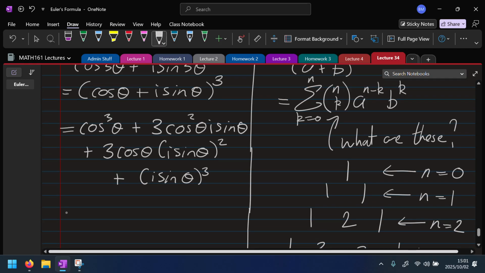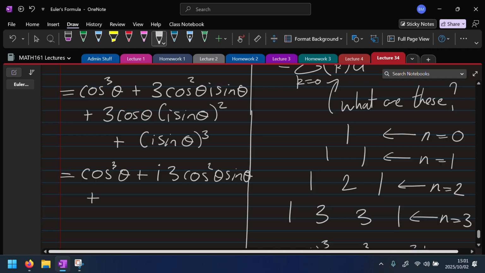Okay, now we have some simplifying to do. So cos cubed is just cos cubed. We can leave that alone. Plus, we have an I over there. Let's bring it out to the front. Okay. Next, we've got an r squared in there. That's going to be a minus 1. So this plus becomes a minus. Next, we have r cubed. What's that? Minus I.